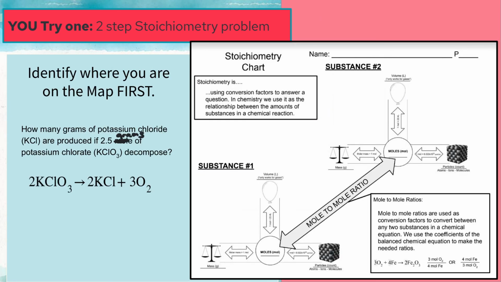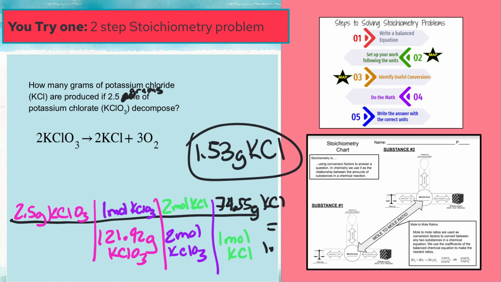So you try one. How many grams of potassium chloride are produced if 2.5 grams of potassium chlorate decompose? So your answer would be 1.53 grams of potassium chloride.